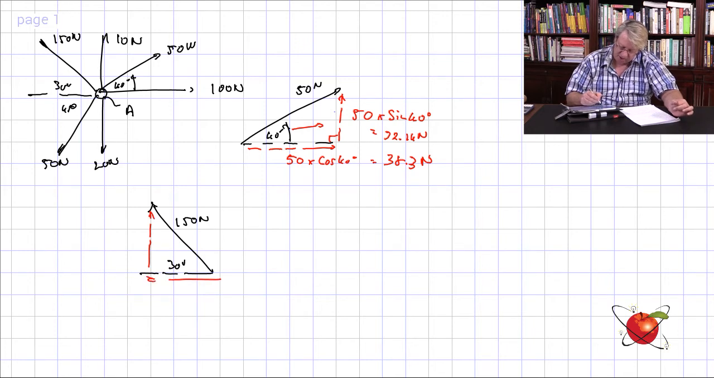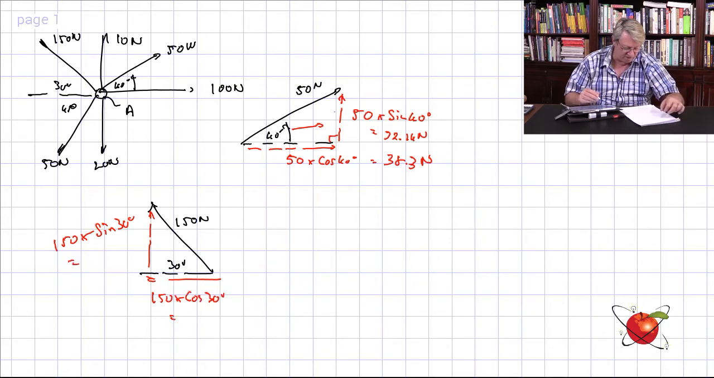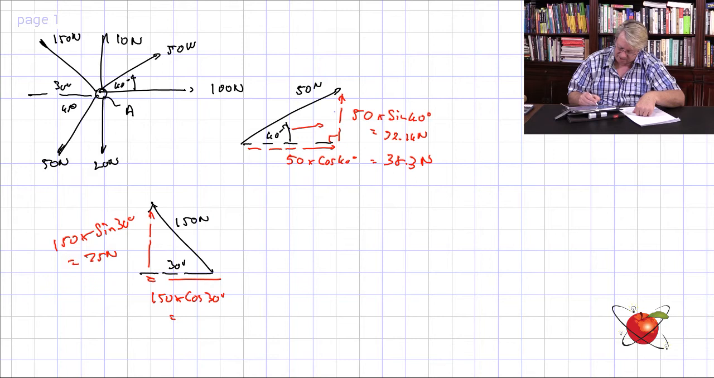Stand at the angle and go opposite. So this is going to be 150 times sine of 30 degrees, and 150 times cos of 30 degrees. Let's work it out. 150 sine 30 is going to be 75 newtons, and that's going to be 129.9 newtons.